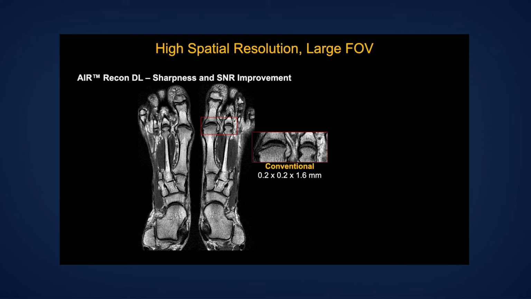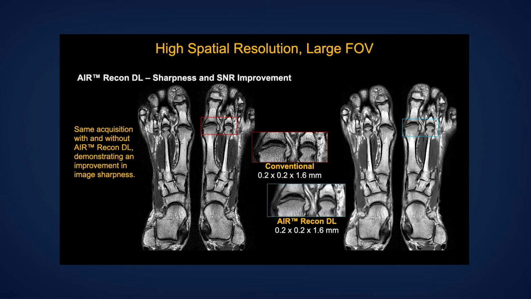So in the conventional acquisition, we're looking at the great toe MP joint. We see a really noisy image of the cartilage. But using AIR Recon DL of these feet on the right and zooming into that great toe MP joint, we see a very crisp, high SNR image.